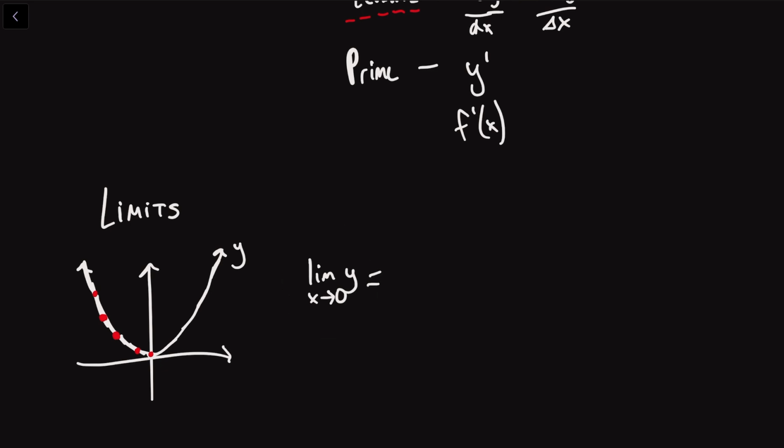So that's pretty easy. I should probably have labeled this: this is y equals x squared. So we can just plug that in. y equals 0 squared, and that gives us 0. So the limit of y as x approaches 0, for the function y equals x squared, is 0. Okay, that's limits in a nutshell. And this helps us derive the formula of a derivative.